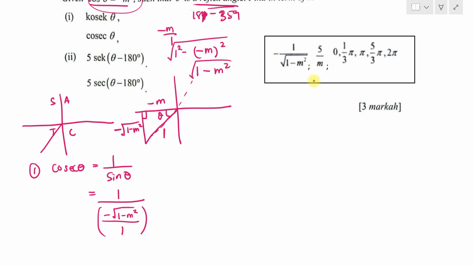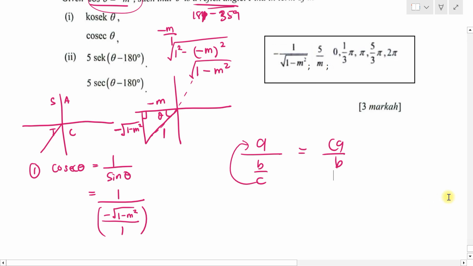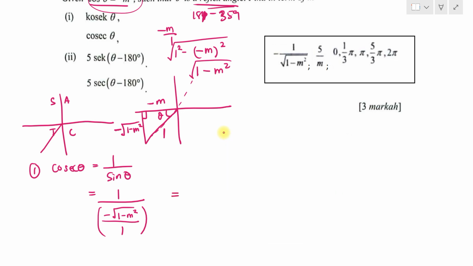Hypotenuse is 1. If it is like this, let's say A over B over C, it becomes a fraction into a fraction. Remember, C multiplies with A, it becomes C A over B. Same thing. This 1 multiply by 1 is 1. And then B stays at the bottom. So it becomes negative 1 over the square root of 1 minus m square. Okay, correct answer.